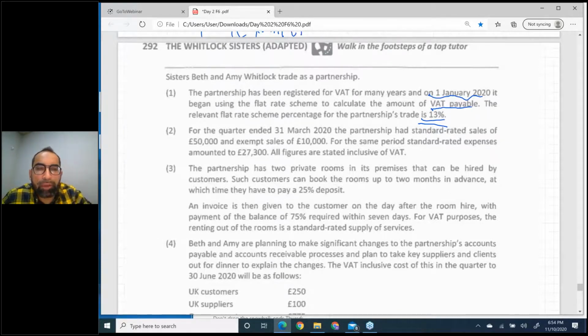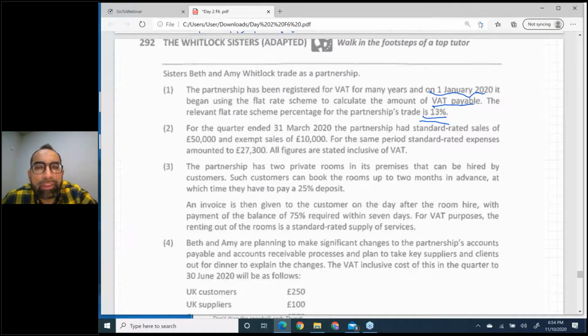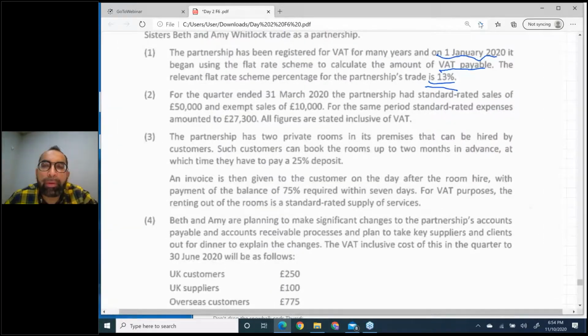Now, for the quarter ended 31st March 2020, the partnership had standard rated sales of 50,000 and exempt sales of 10,000. Now you tell me, 50 plus 10, the total sales is 60. That means if I'm going to work out the flat rate scheme, I have to use total sales.